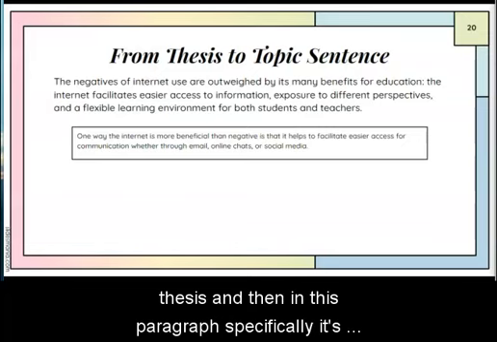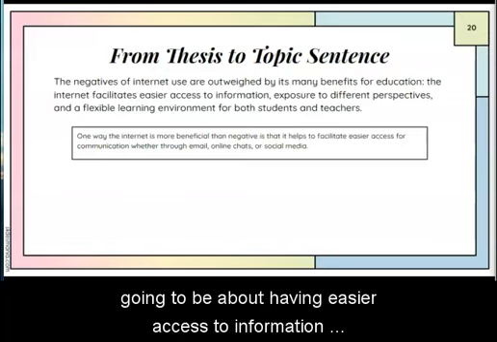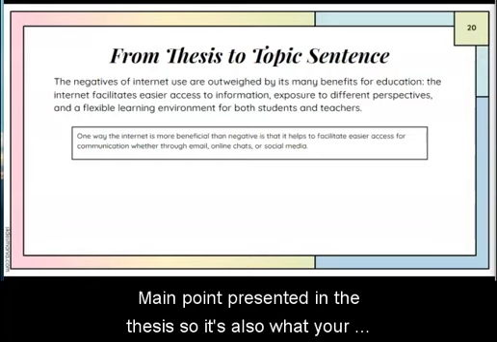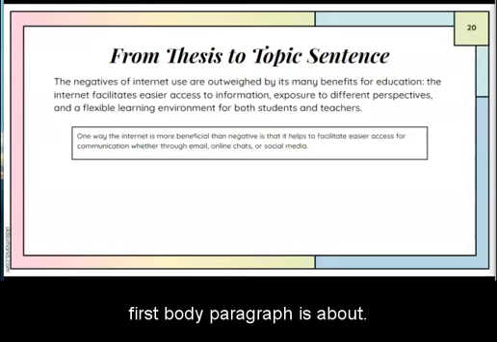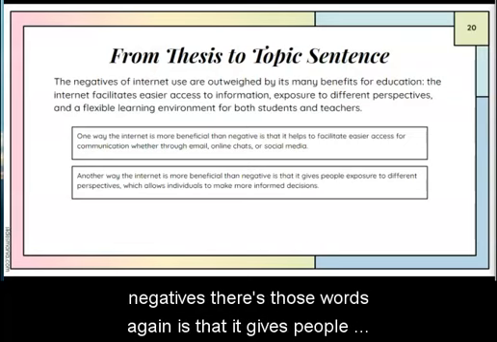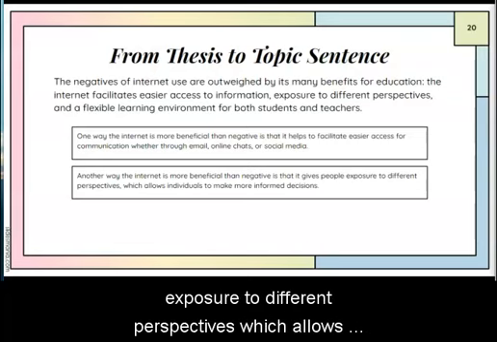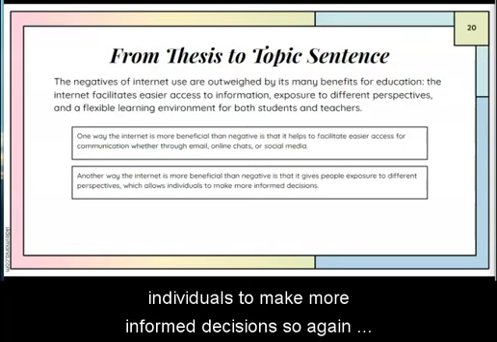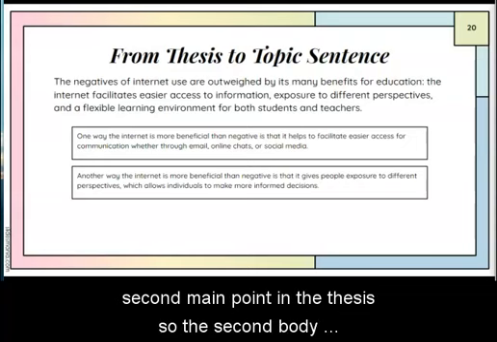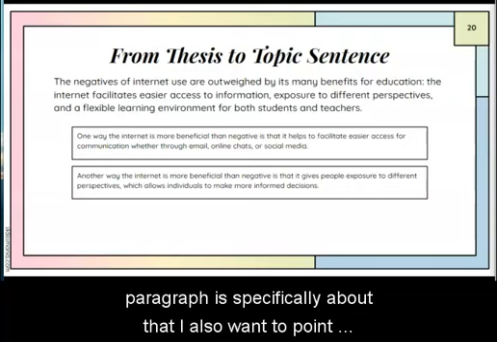And then in this paragraph specifically, it's going to be about having easier access to information. So notice how that's the first main point presented in the thesis. So it's also what your first body paragraph is about. Another way the internet is more beneficial than negatives, there's those words again, is that it gives people exposure to different perspectives, which allows individuals to make more informed decisions. So again, you can see that exposure to different perspectives is the second main point in the thesis. So the second body paragraph is specifically about that.